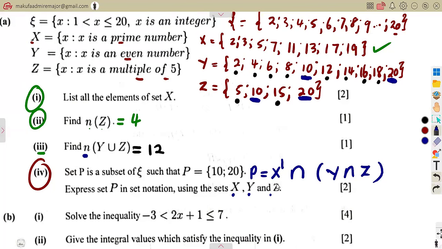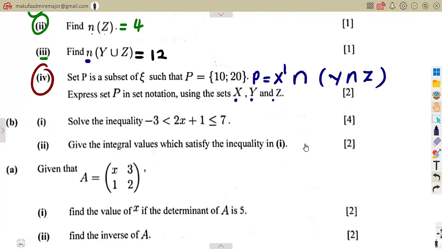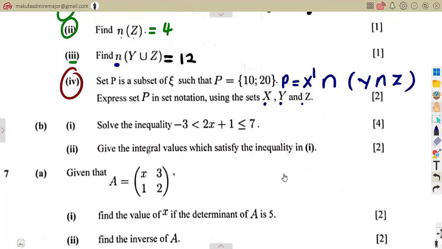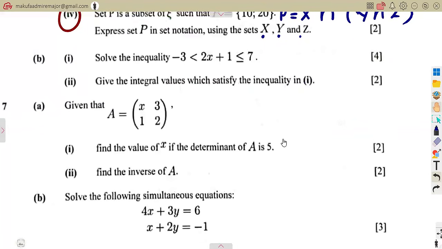They are not in X, so that is X complement, but it is the intersection of these two. So that is the set notation representing P in terms of X, Y, and Z. So you can write it in any other way that you understand, as long as it represents where 10 and 20 are. That is what they are saying there.